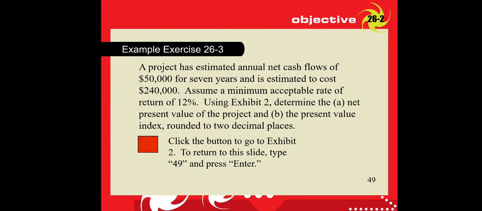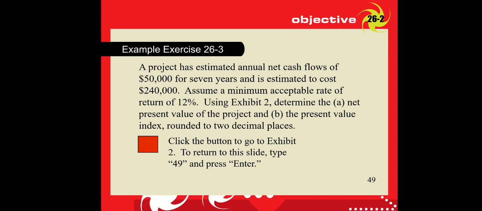Okay, see here, this is a good example. I hope you can follow this. See this scenario. A project has estimated annual cash flows of 50,000 for 7 years and is estimated to cost 240,000. Assume a minimum acceptable rate of return is 12%. Using exhibit 2, determine the net present value of the project and the present value index, rounded to 2 decimal places.